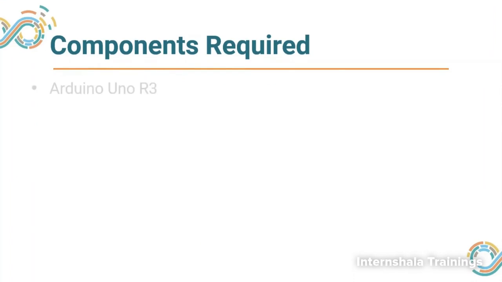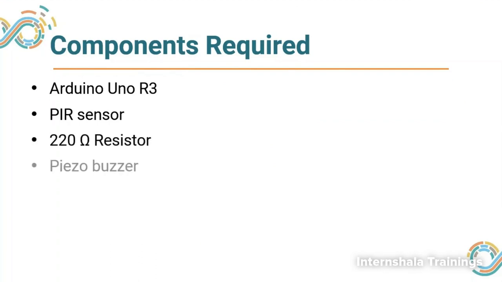So we need some components, Arduino for sure, and for detecting the movements we will use PIR sensor, some resistors, buzzer for the alarm, potentiometer will be for sensitivity of the PIR sensor, push button to disable the alarm.